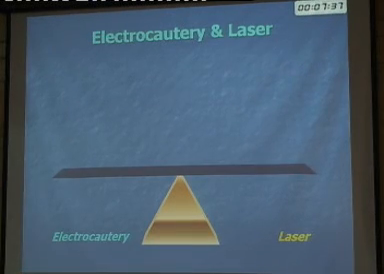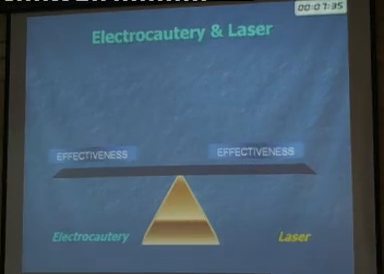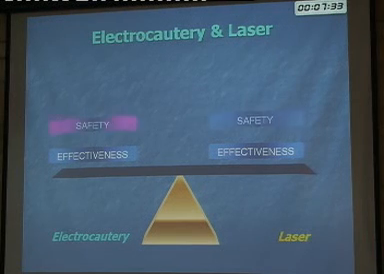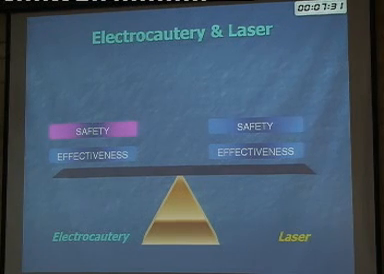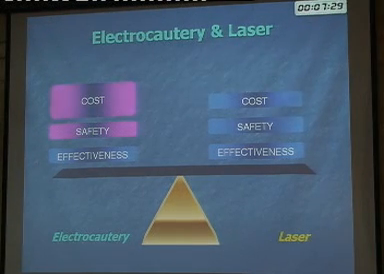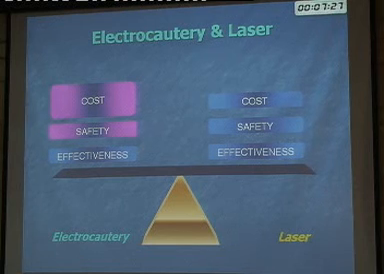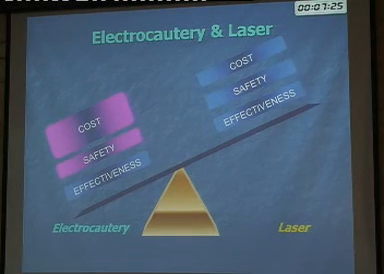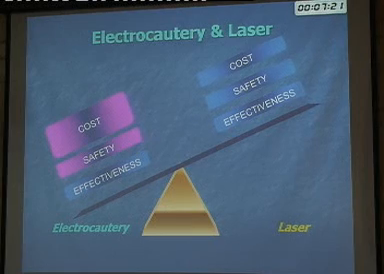Now let's compare the electrocautery with the laser. As regards effectiveness, they are the same. The safety is almost the same. However, the cost differs: the electrocautery is much cheaper. So this lets the electrocautery win in this comparison.